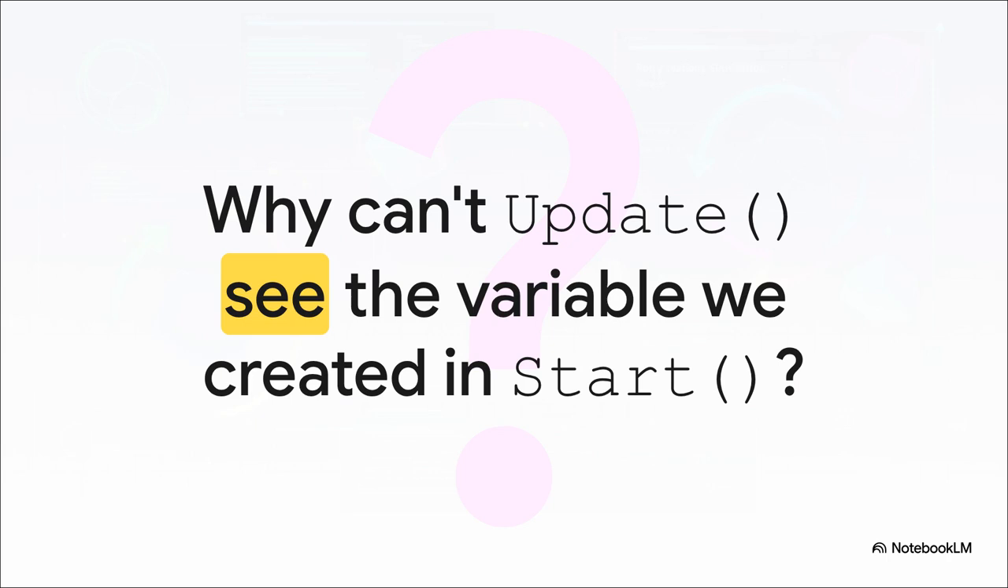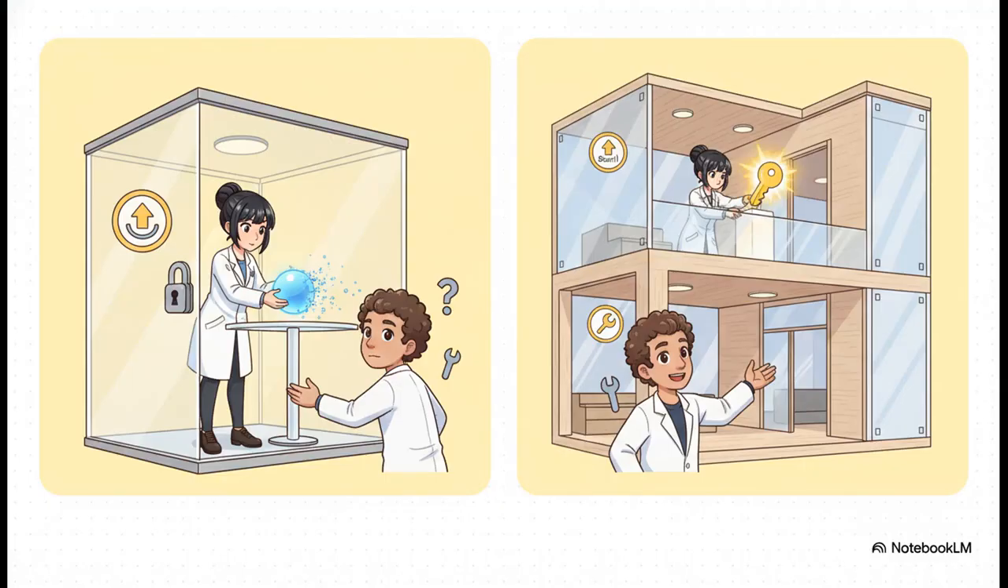You'll go into your Start method. You'll write what looks like perfectly fine code to get the rigid body and put it in a variable. But then when you try to use that same exact variable in the Update method, Unity just screams at you with a big red error, usually a null reference exception, saying the variable doesn't exist. So what is going on? Why can't Update see the variable we know we just created in Start? The answer is a fundamental programming concept called scope, and it's super important to understand.